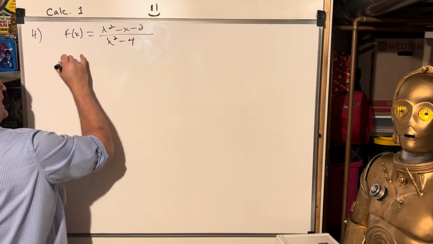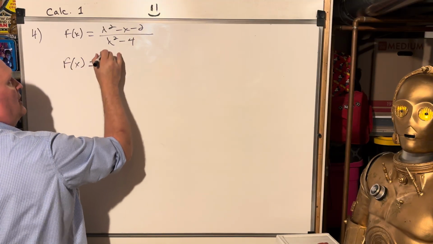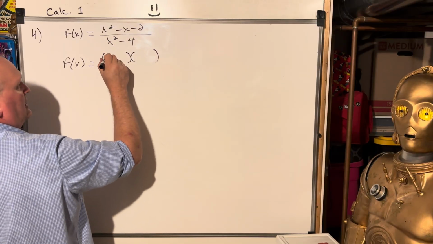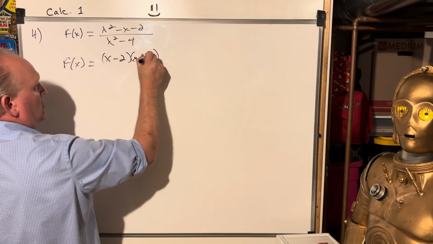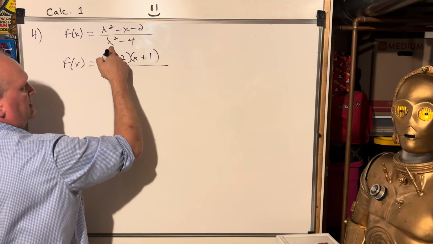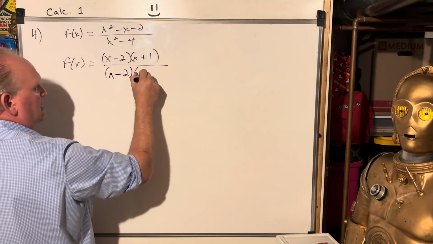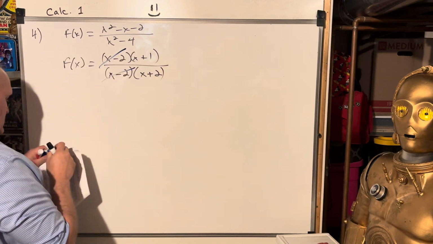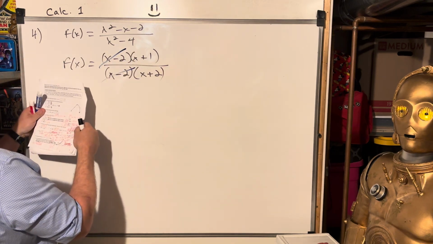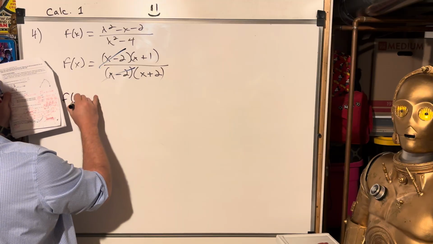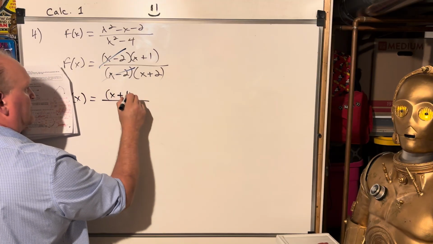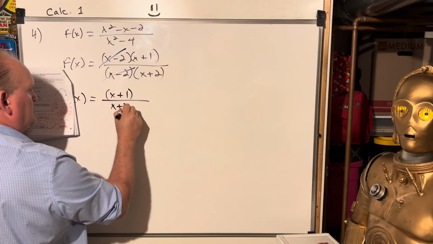So again, you've got to have that factoring down. Multiplies to be -2, adds up to be -1. That is -2 and 1. And difference of two perfect squares, x minus 2, x plus 2. And we cancel the x minus 2's. And so now we're looking at this for our function. We have x plus 1 over x plus 2.